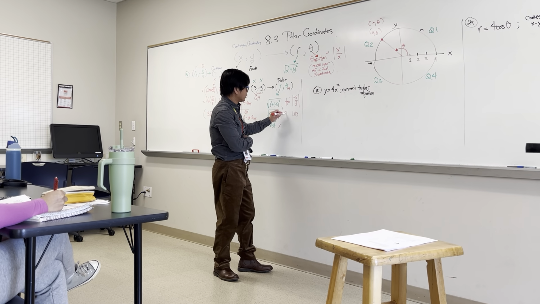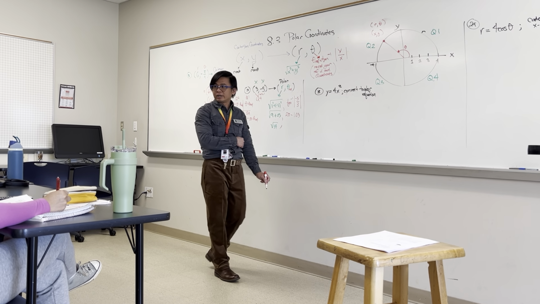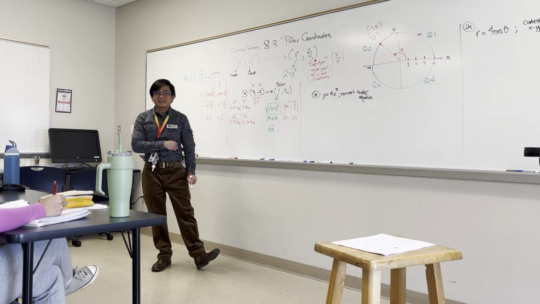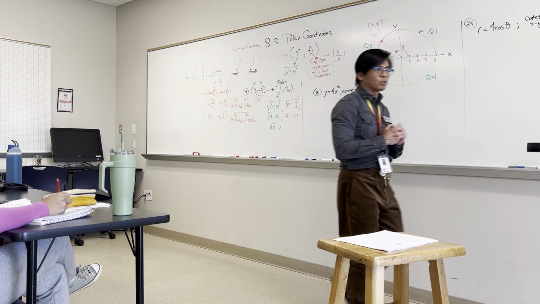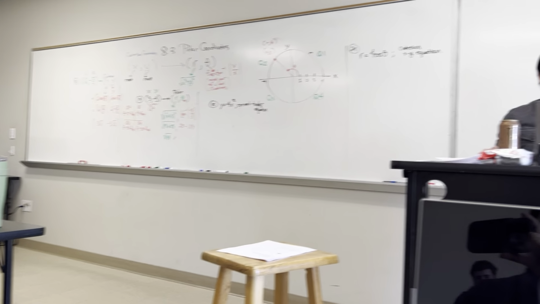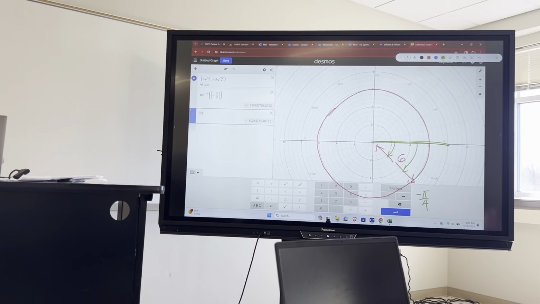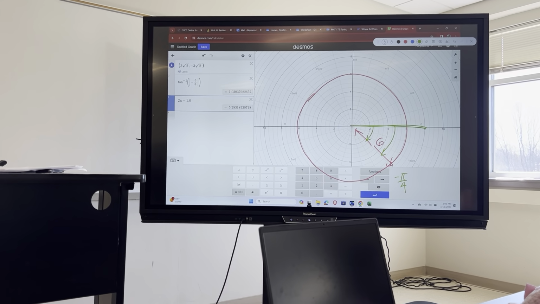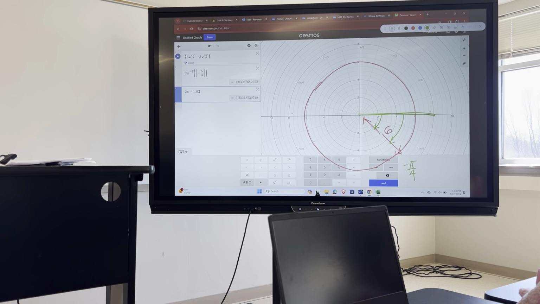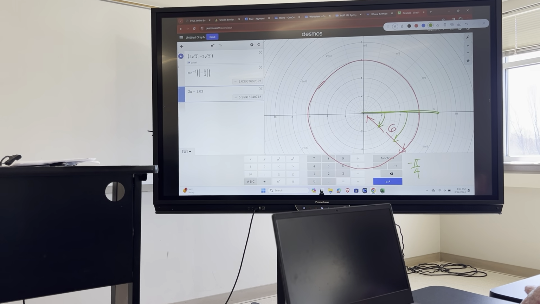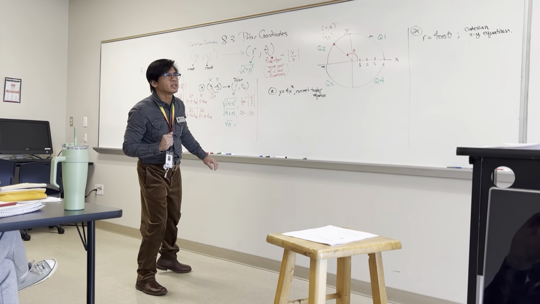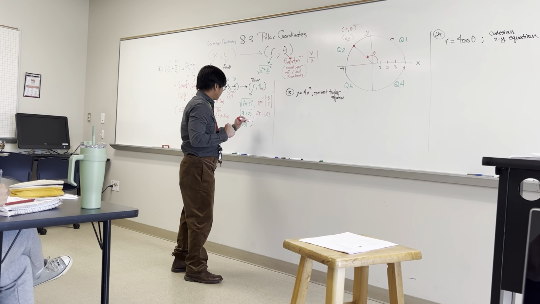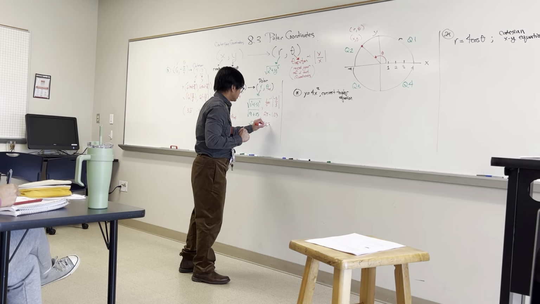With that being said, since this is quadrant 4, we have 2 pi minus 1.03. Let's put it in here. 2 pi minus 1.03, and we got 5.25 radians. Get it, guys? So let's put that one in here. That's theta: 5.25 radians, about 5 and a quarter radians.